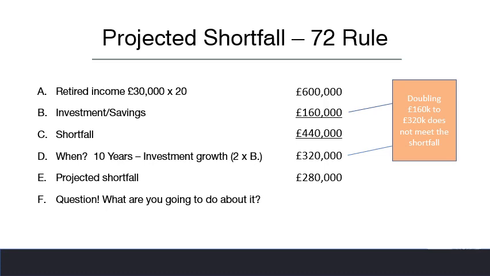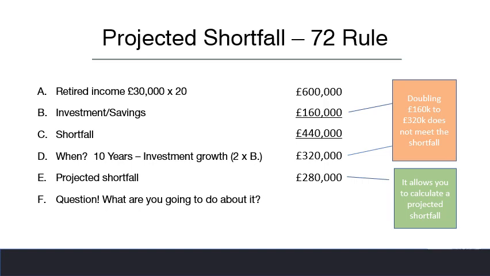That gave them, therefore, a projected shortfall. If we manage to achieve double for the client of their invested money, it gave them a projected shortfall of £280,000. So the 72 rule allows you to calculate a projected shortfall. And therefore, it allows you to ask the question to the client, you've got a projected shortfall, what are you going to do about it?